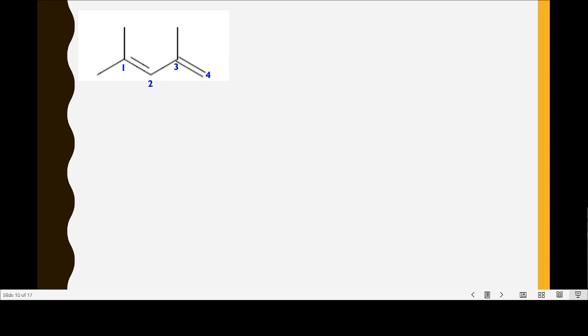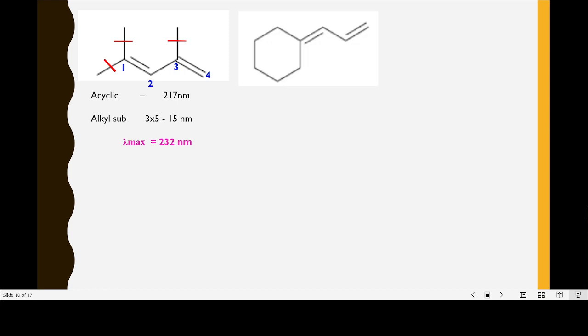Coming to the ring residues, how many ring residues are there? 1, 2 and 3. So the value will be acyclic 217 nanometer and alkyl substituent 3 into 5, 15 nanometer. The lambda max will be 232 nanometer. So we'll move on to the second problem.